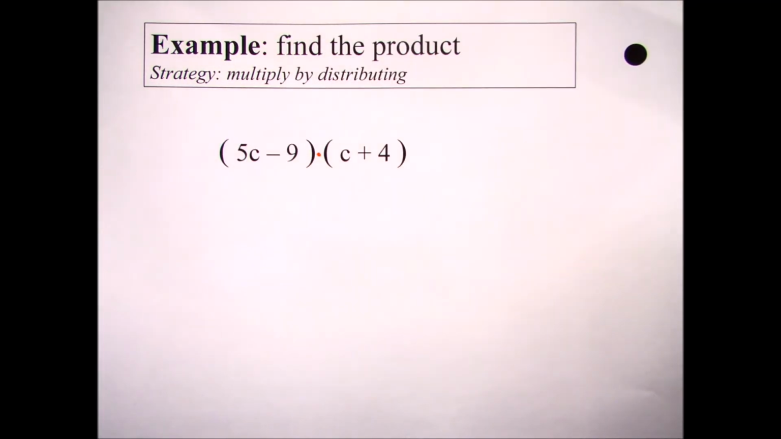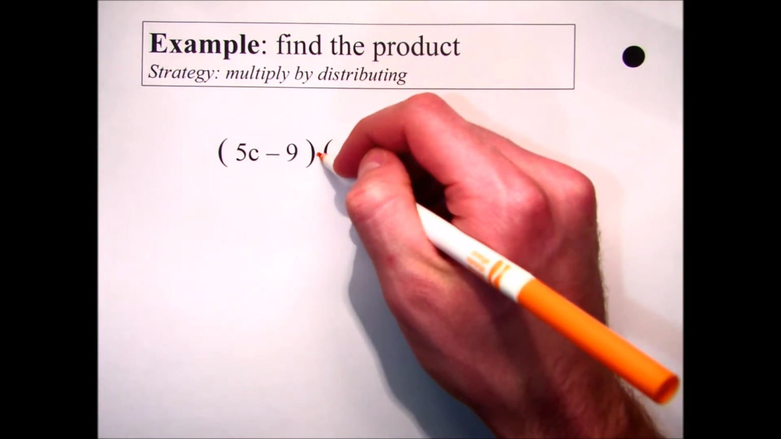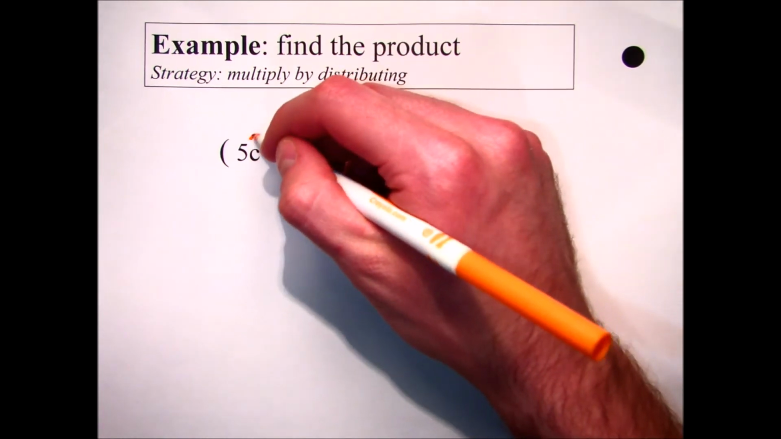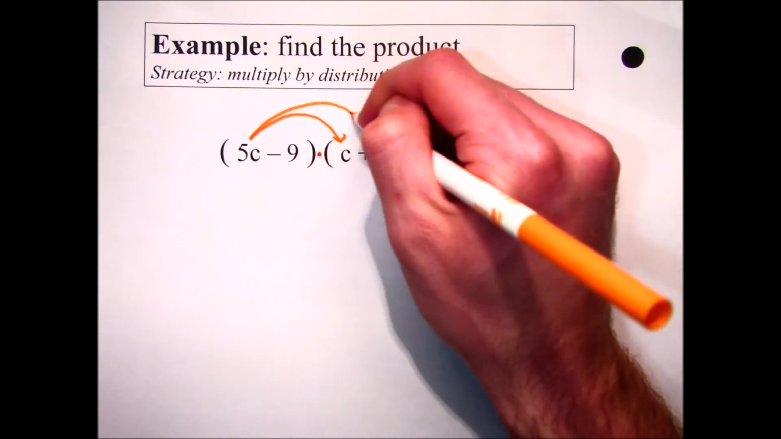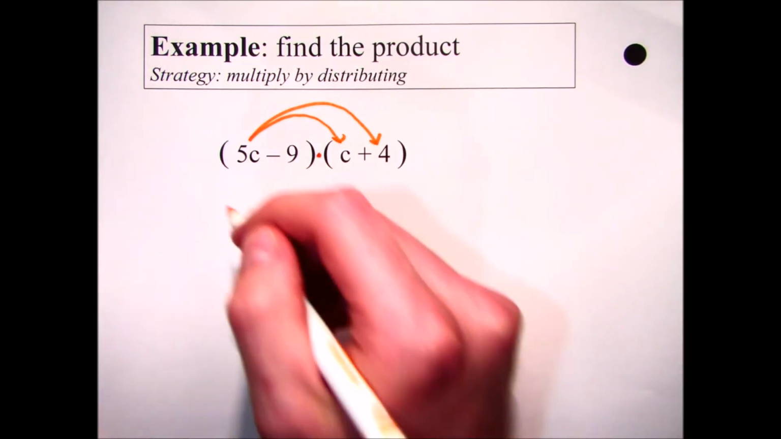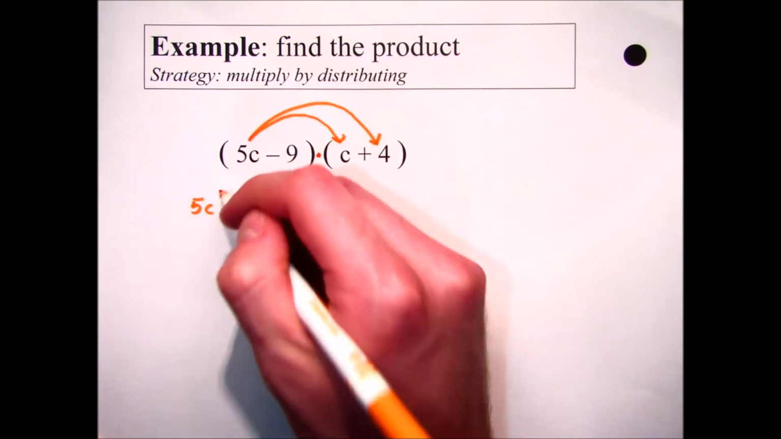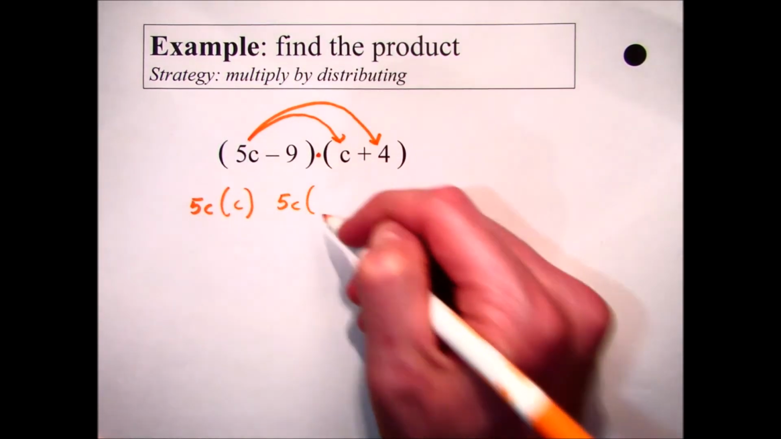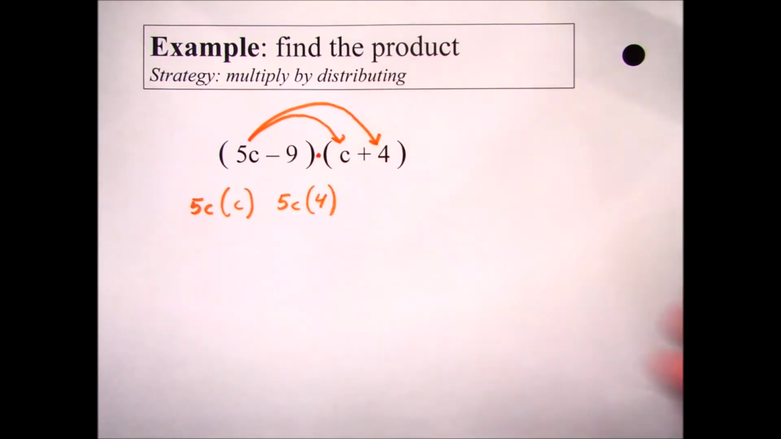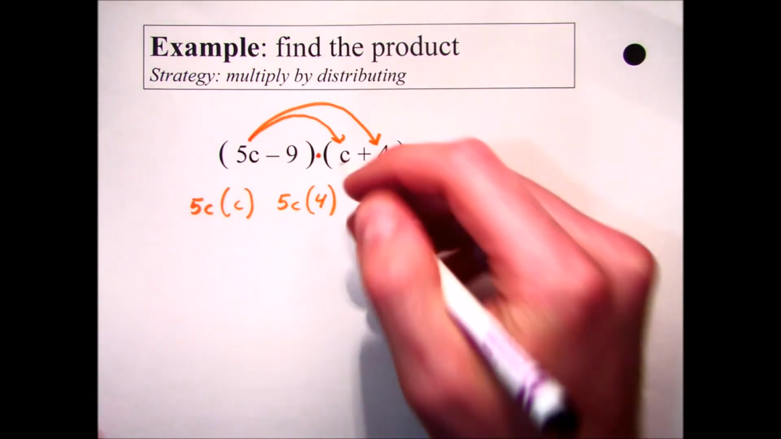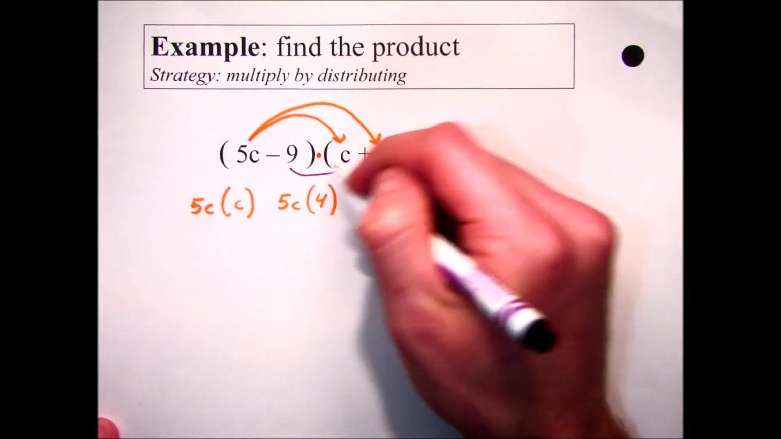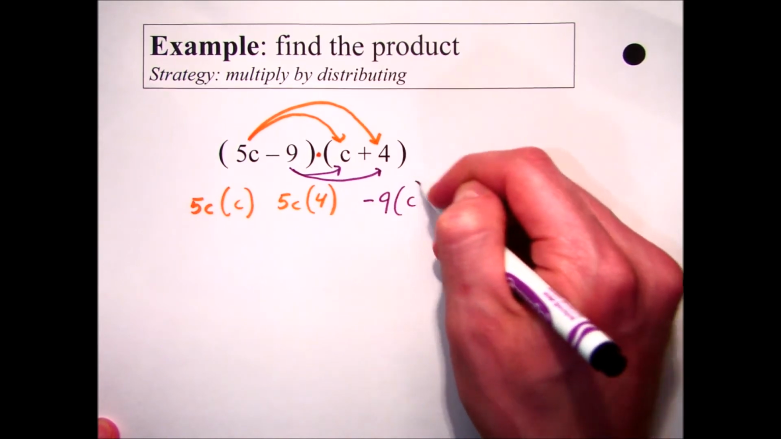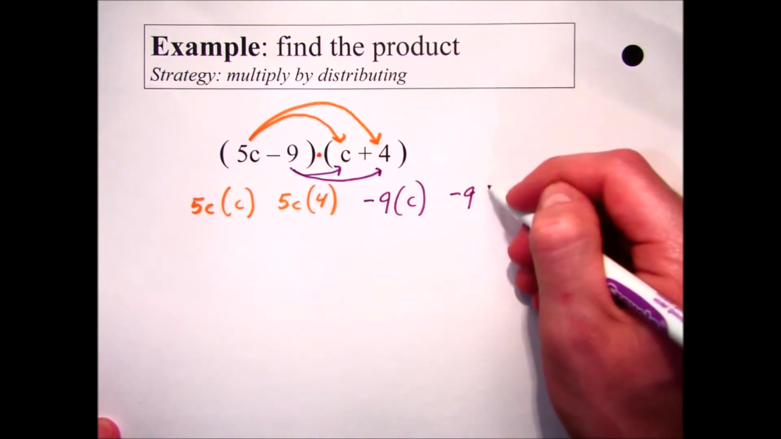Let's find the product of these two binomials, and by product we mean multiply. So we're going to have to distribute first the 5c, and that means we get 5c being multiplied by c, 5c being multiplied by 4, and then we have a negative 9 multiplied by c, and a negative 9 multiplied by a positive 4.